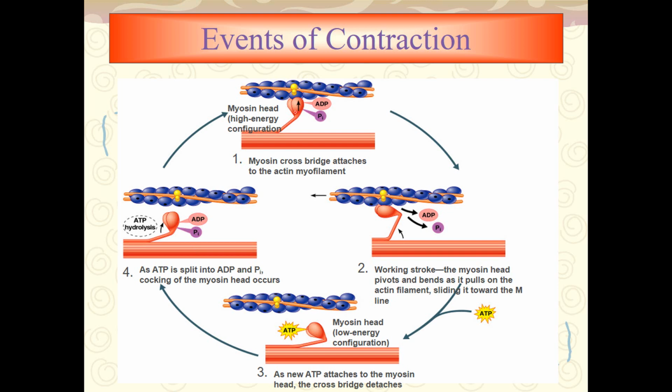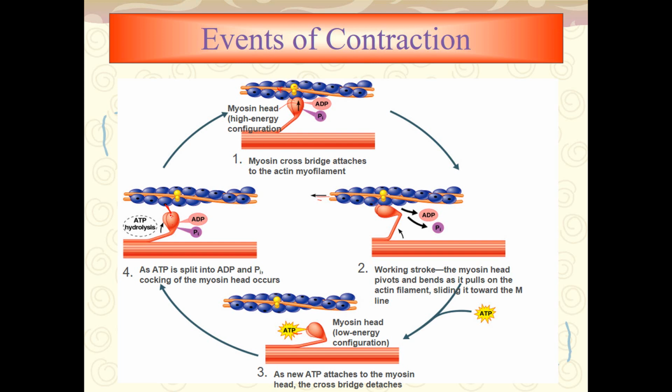Here this myosin head attaches. Calcium bound to troponin and moved tropomyosin out of the way, so cross bridge formation occurs. Then it pivots, going towards that H zone. In order for it to detach, it needs to bind to ATP. That ATP will be hydrolyzed to cock that head, putting it in its high energy conformation so it can bind again. During contraction, that will happen several times.